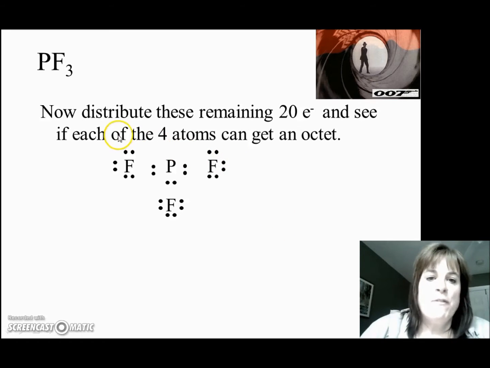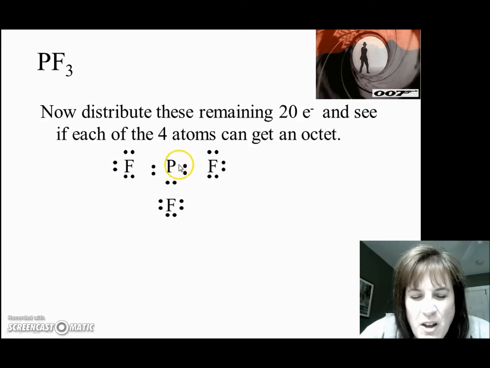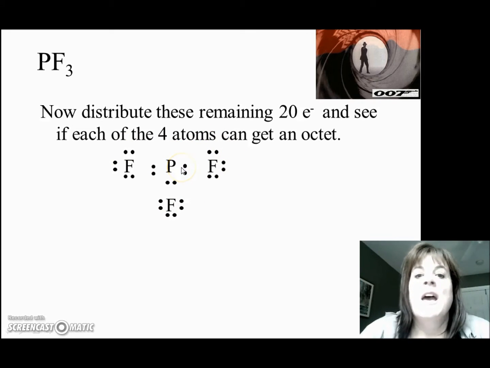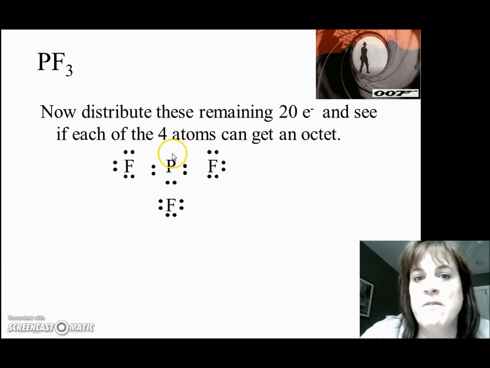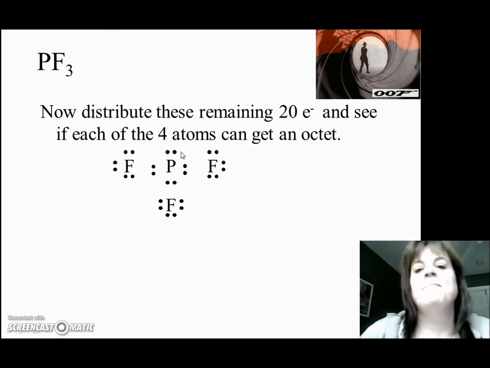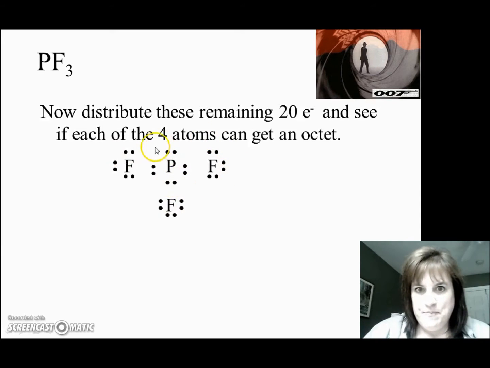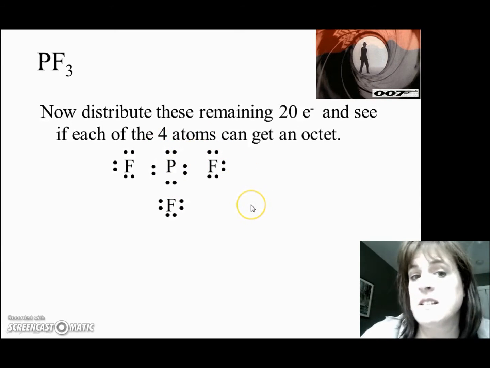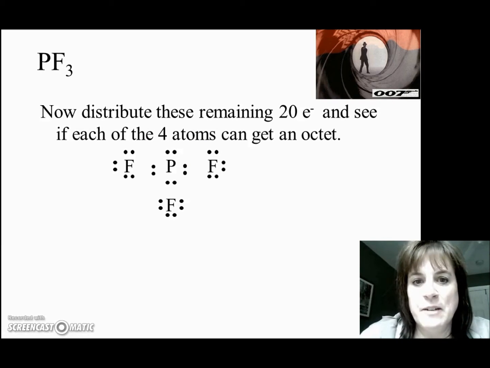18! Well, my fluorines are done, right? Because if I look at each of them, they all have 8. I have 2 left, but that's good, right? Because phosphorus doesn't have his full octet yet. He needs 2 more. So 1, 2. And there's 20. And now if I went back and I counted all of my dots, I should see that there are 26. And that's how many valence electrons I had when I counted in the beginning.